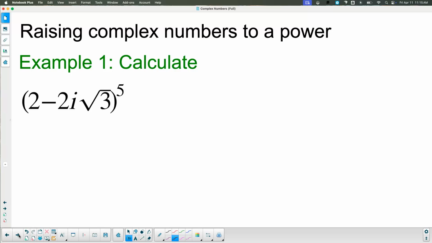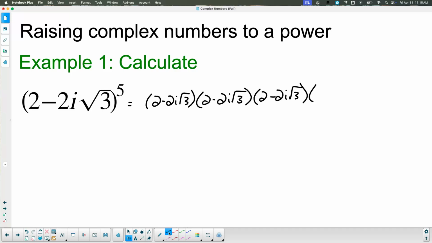So really, this means, yes, I am going to write it out. 1, 2, 3, 4. One more. Right? So now what do we got to do? Well, how am I going to be able to multiply them all together? How many can I do at a time? Can only do 2 at a time, right? Okay?